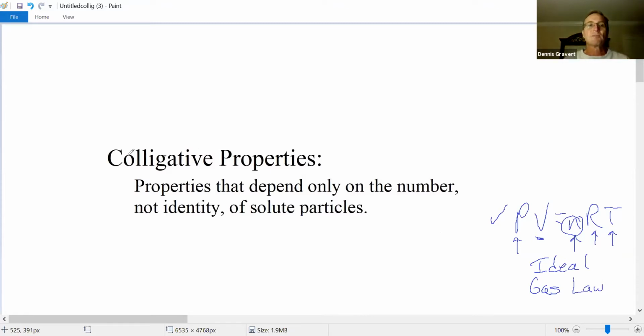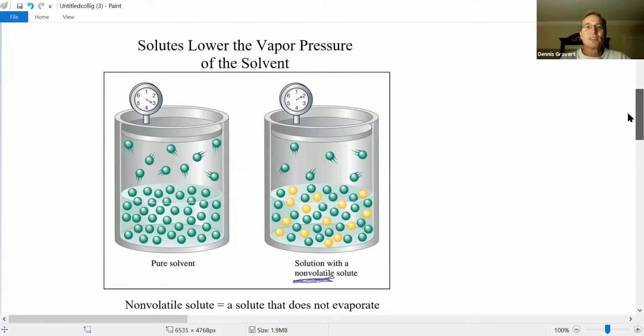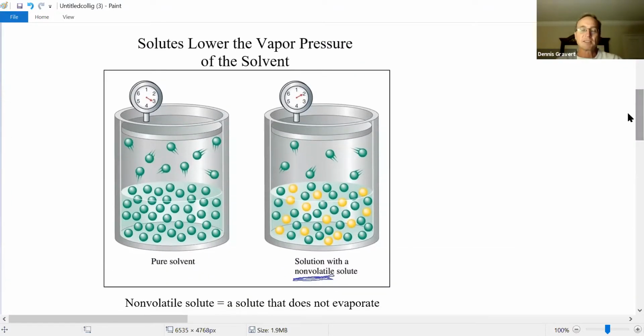Okay, so we're going to see some properties here that depend only on how many of things you have, the particles. It doesn't matter what the identity of those things are. I think there's 4 main ideas, so let's knock them down one at a time. Okay, first idea. Solutes lower the vapor pressure of the solvent.